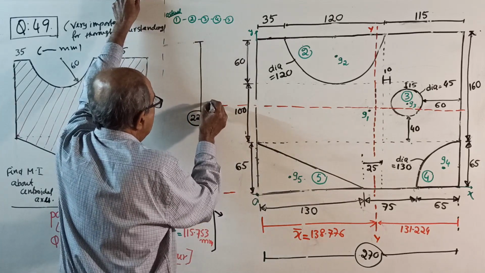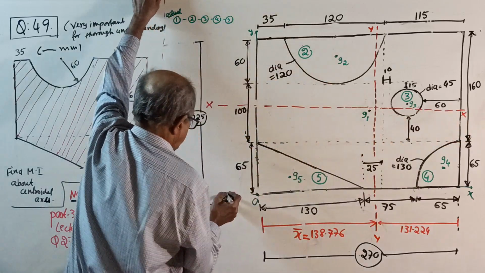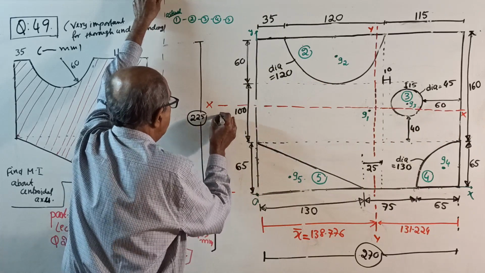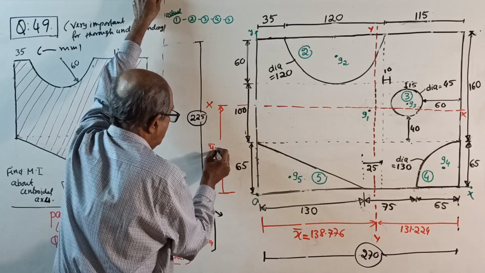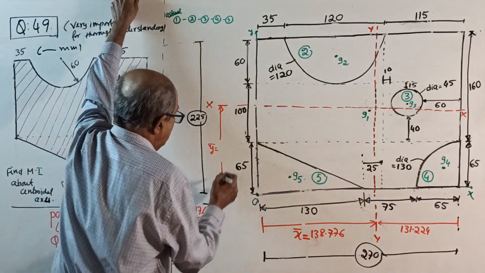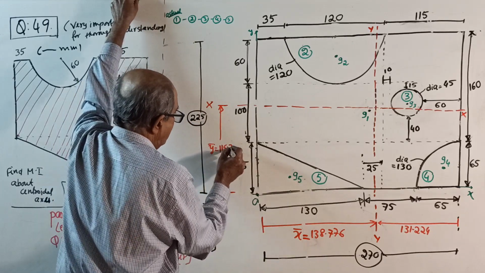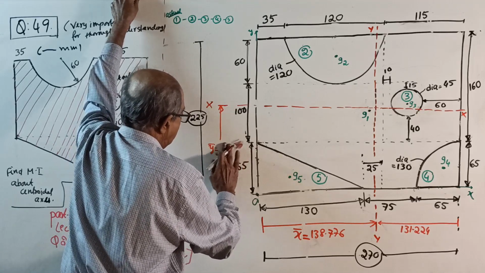This is your x-axis. From here, this is y bar. Space problem is there, so I am breaking down here. Y bar equal to 115.753, right? Neatly. 115.75, little bigger, I will write.